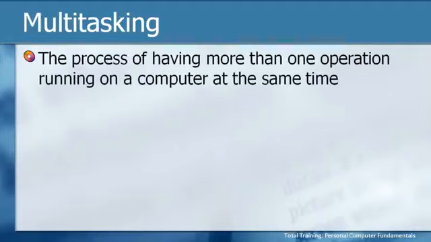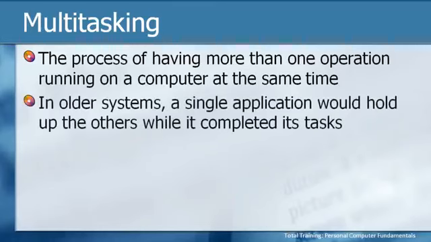Multitasking in a computer is the process of having more than one operation running on a computer at the same time. In older computer systems, a single application would hold up the other applications while it completed its tasks. So let's say you were trying to print a large document. The word processor would hold control over the processor and say, none of you get to do any of the things you want until I'm done printing out every one of these pages. And that really slowed things down.